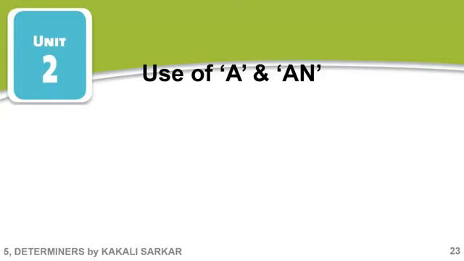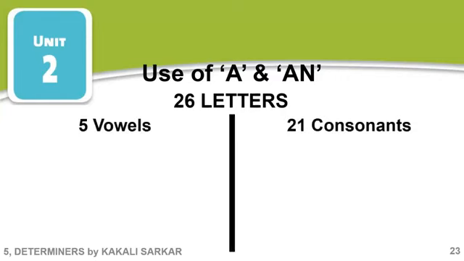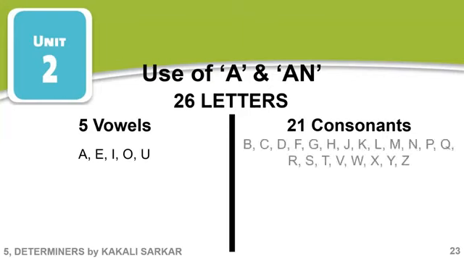Basically, children, there are 26 letters in the English language, out of which 5 are vowels and the rest 21 are consonants. You have grown up now, you are studying in standard 5th. So A, E, I, O, U, these 5 are vowels and the rest 21 letters are called consonants. Okay, children, here are the consonants. Now, where to use a and an?